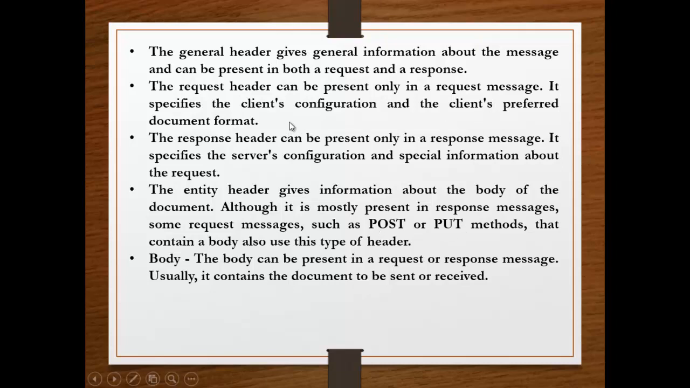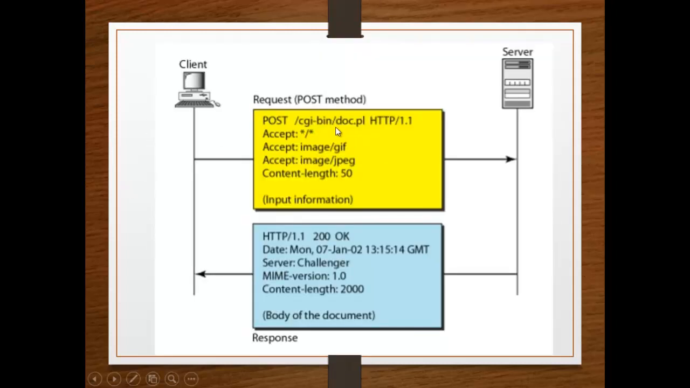It specifies the client's configuration and the client's preferred document format. So here image in GIF, image in JPEG, these are all kind of request headers, because it is telling that the client wants the information in this particular format. When you are putting in Google, suppose if you want to see some images in GIF, you will be just typing, right? This information will be taken by the HTTP client and inform the HTTP server that the client wants GIF images or JPEG images.